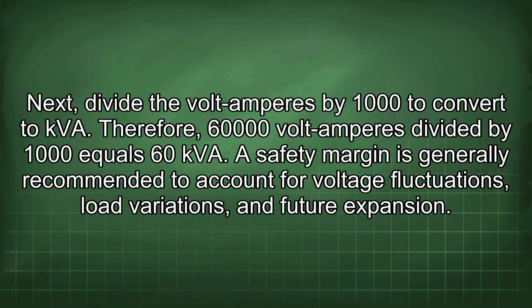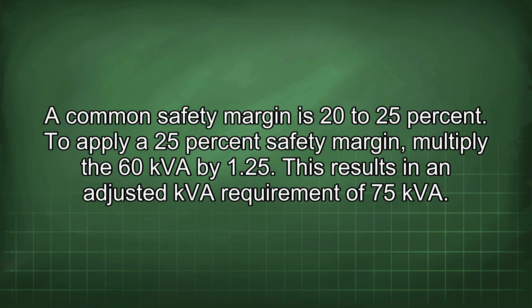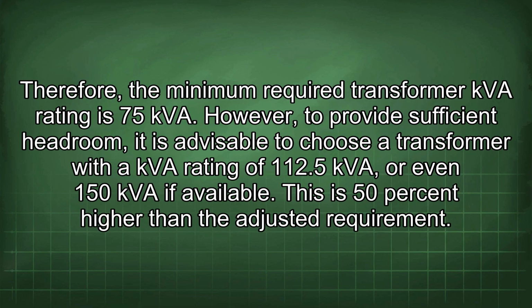A safety margin is generally recommended to account for voltage fluctuations, load variations, and future expansion. A common safety margin is 20 to 25%. To apply a 25% safety margin, multiply the 60 kVA by 1.25. This results in an adjusted kVA requirement of 75 kVA. Therefore, the minimum required transformer kVA rating is 75 kVA.